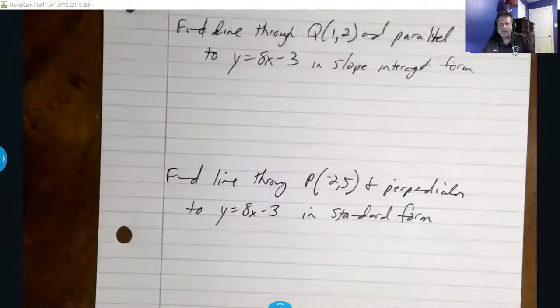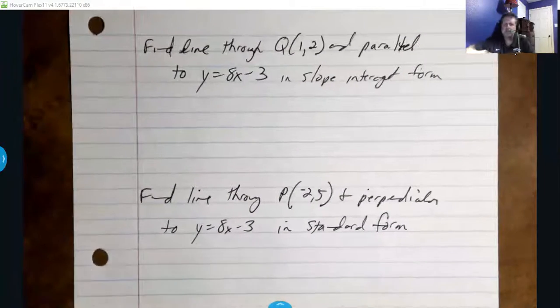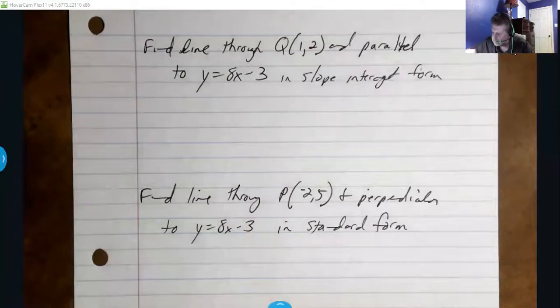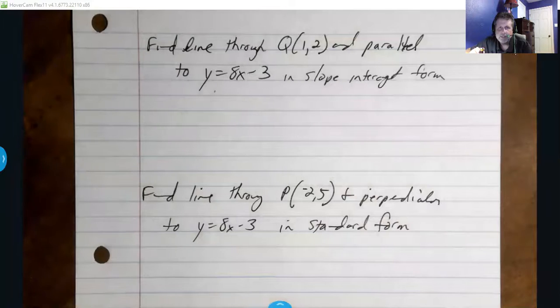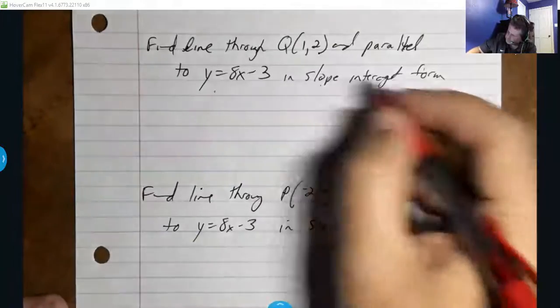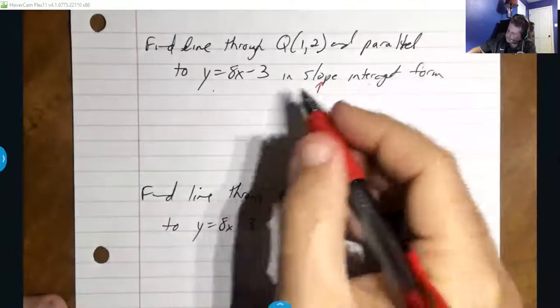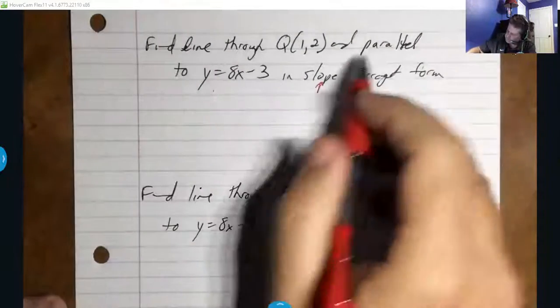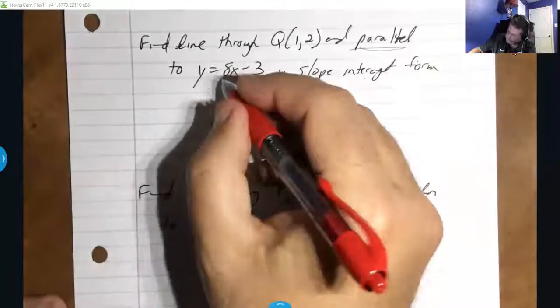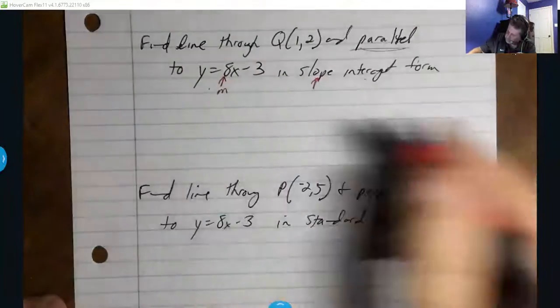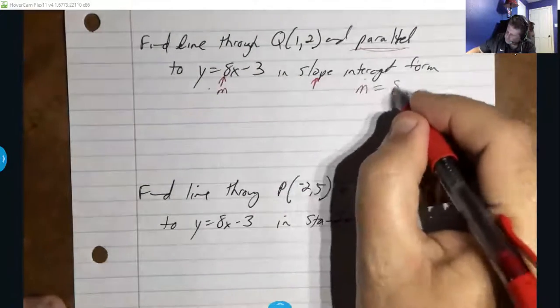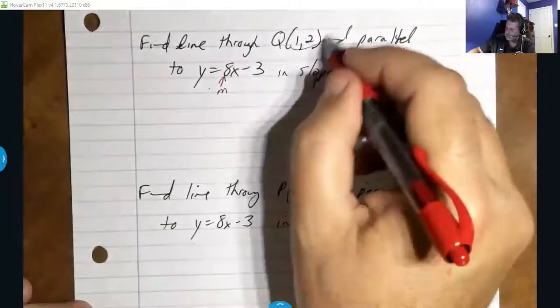All right, so I've got 2 more problems. They each have something a little bit different. The first one is find a line through this point and parallel to this line and put it in slope-intercept form. Well, 2 ways we can do it. First, though, slope-intercept form, I need to know slope. Now it says the line we're trying to find is parallel to this line. Well, this line has a slope of 8. So the slope I want to use is 8.